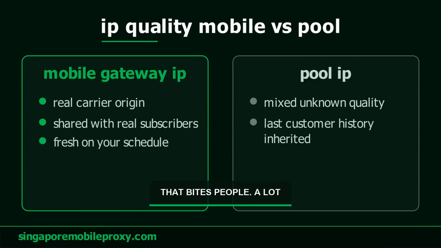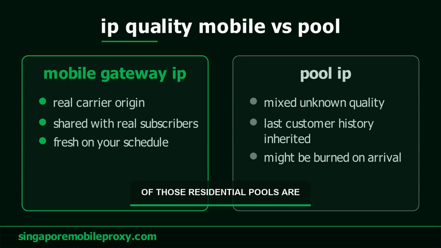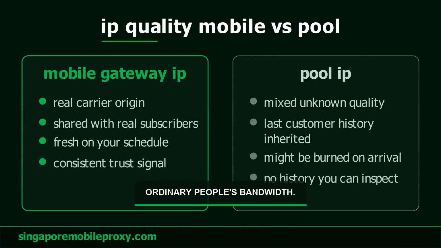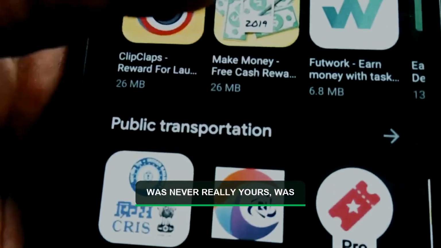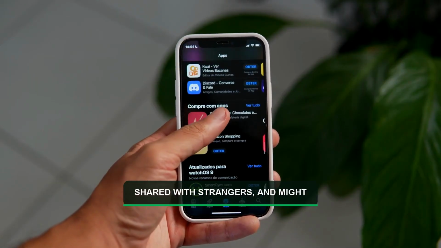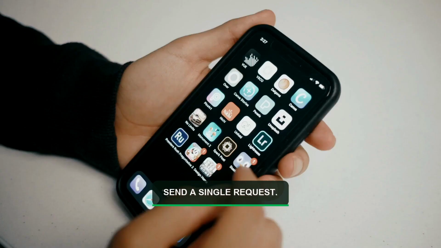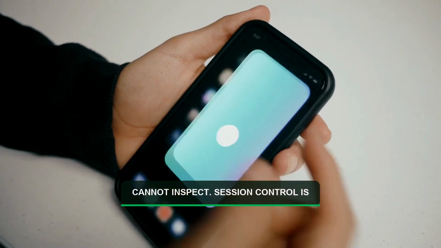And here is the part that bites people. A lot of those residential pools are built from apps and browser extensions that quietly borrow ordinary people's bandwidth. So the IP you get was never really yours, was shared with strangers, and might already be flagged before you send a single request. You are renting reputation you cannot inspect.